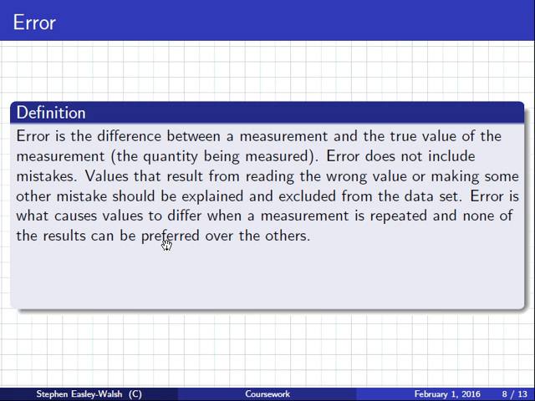And none of the results are preferred, meaning if you do the measurement 10 times, they're all slightly different. It's not like one of them is better than the other 9. They're all the same.